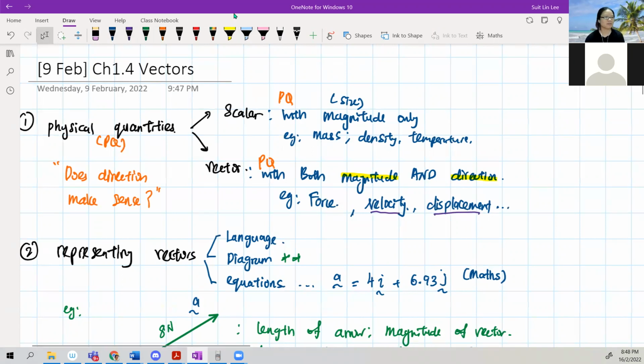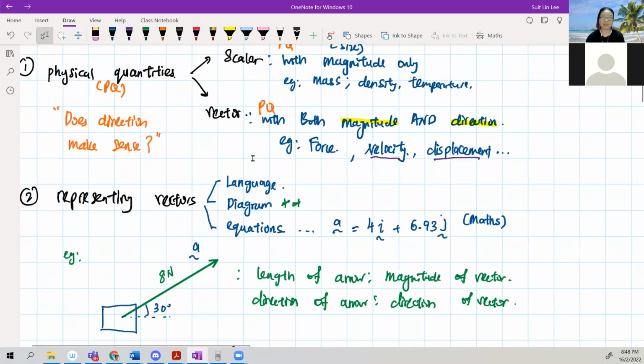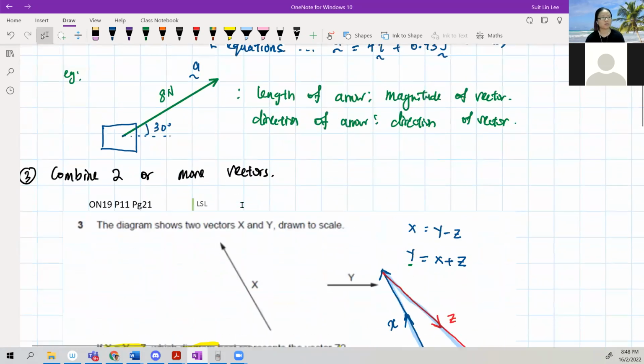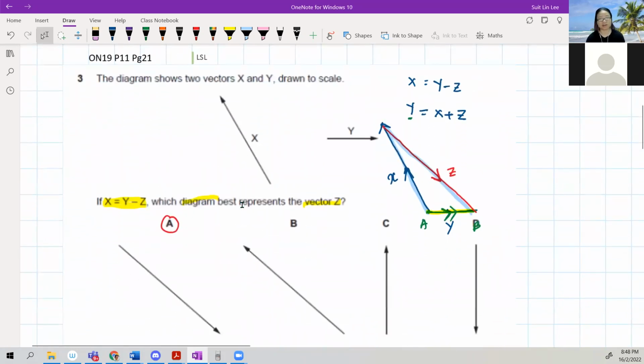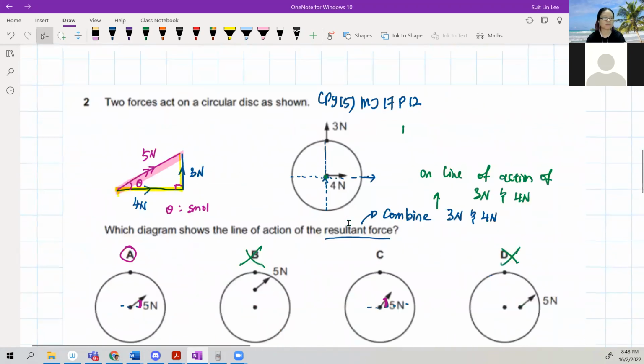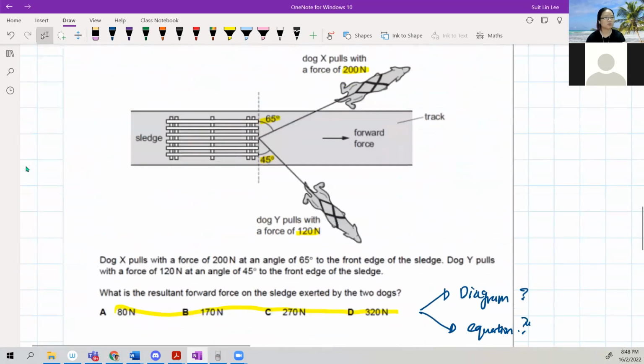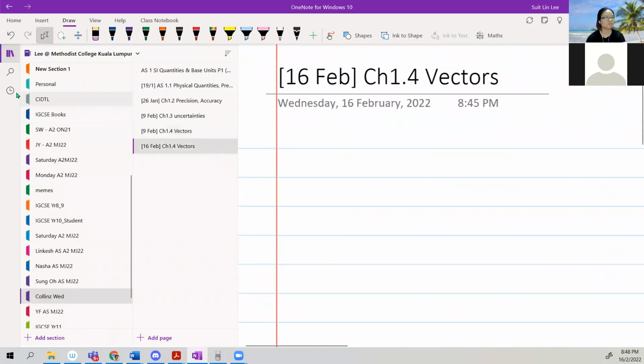All right. So we represent vectors sometimes using language. We'll do some questions later. Sometimes we use diagram and sometimes we use equation. But the equation part is maths, so we're going to focus predominantly on the first two. And then we look at how to combine two or more vectors. So this is one where we are asked to draw some vector triangles. So we're going to brush up on that before we talk about hardcore calculation.